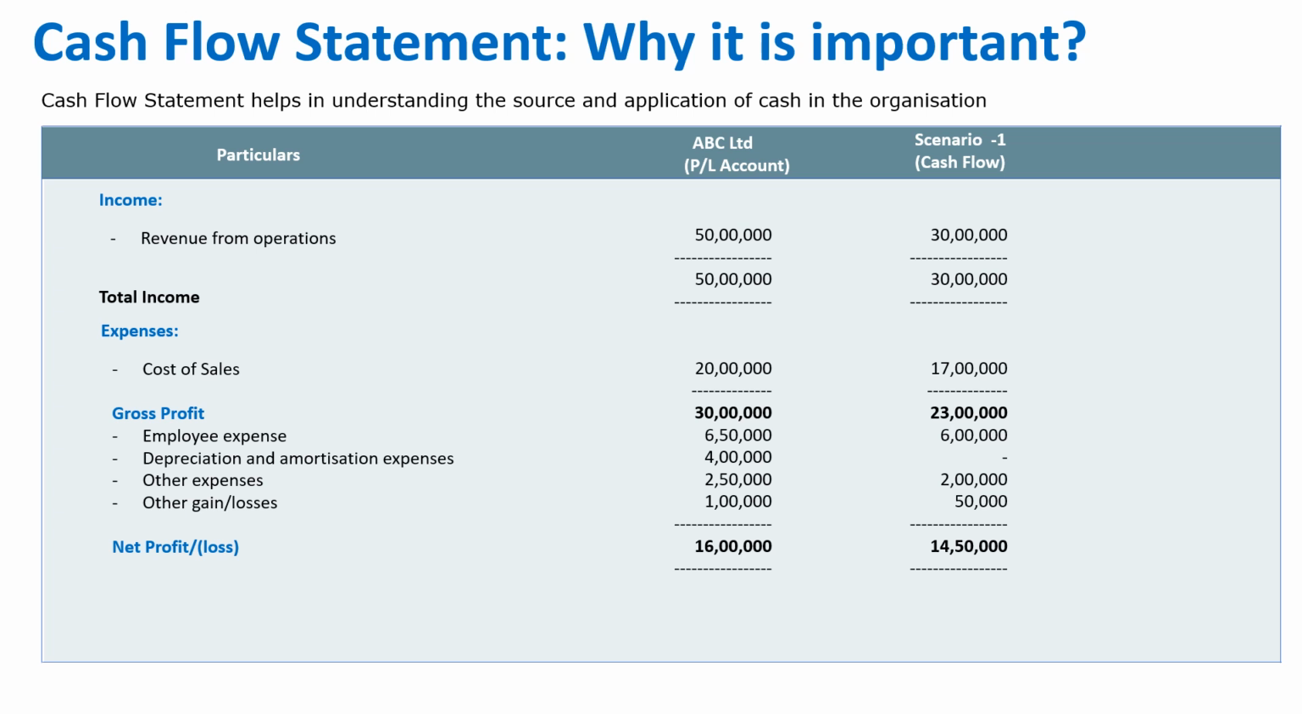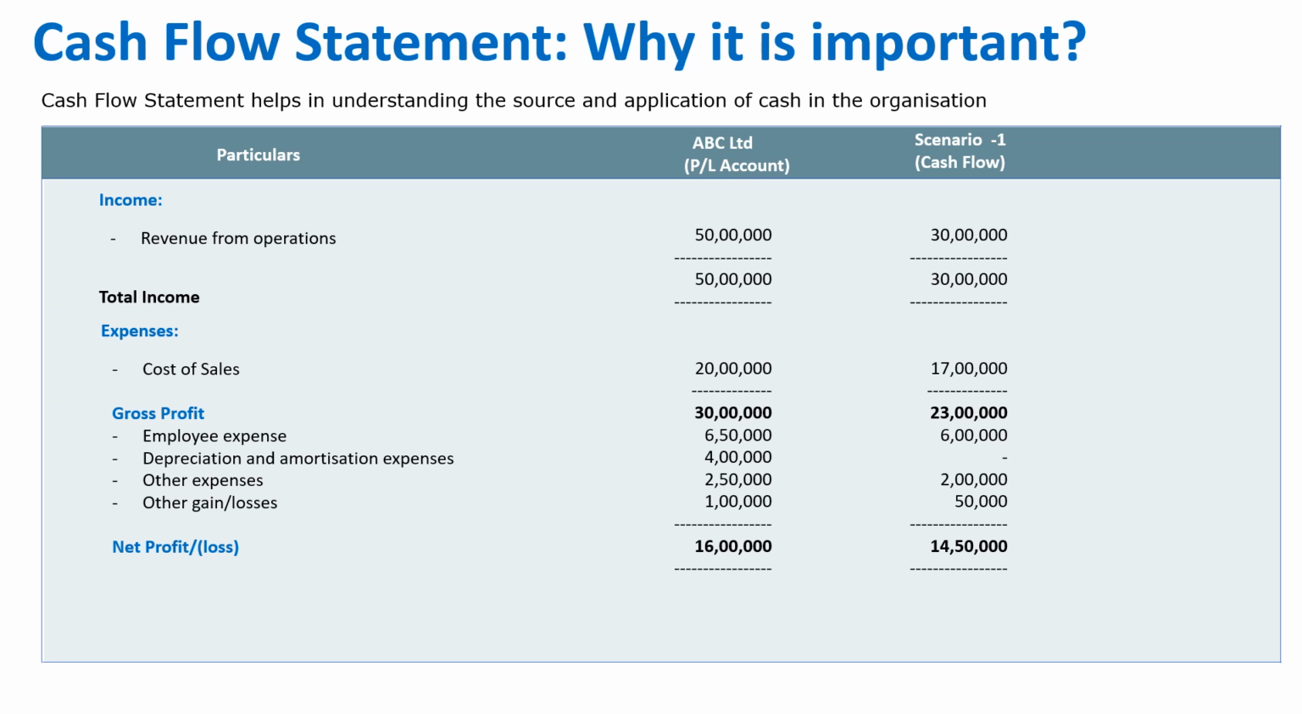When it comes to expenses, employee expenses out of 6.5 lakhs, 6 lakh has been paid in cash. That means 50,000 could be a provision, maybe provision for gratuity or provision for any leave encashment. Depreciation is always a non-cash item because it is on the capital expenditure made on day first, and then every year you have depreciation, which is a non-cash item. So it doesn't have any impact on the cash flow. So it is nil. Then other expenses out of 2.5 lakhs, 2 lakh has been paid by cash, and other gains and losses 1 lakh. In that 50,000 is by cash.